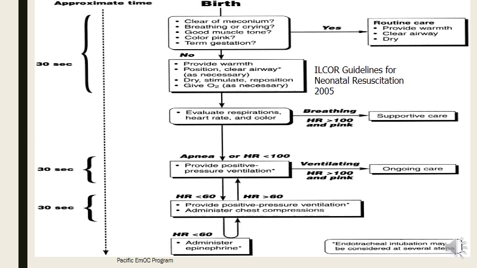After that, if the baby has good breathing and a heart rate of more than 100, we can provide supportive care. If the baby has a heart rate of less than 100, we provide positive pressure ventilation. After providing ventilation, if the baby has a heart rate more than 100 and the color is pink, we can give ongoing care.